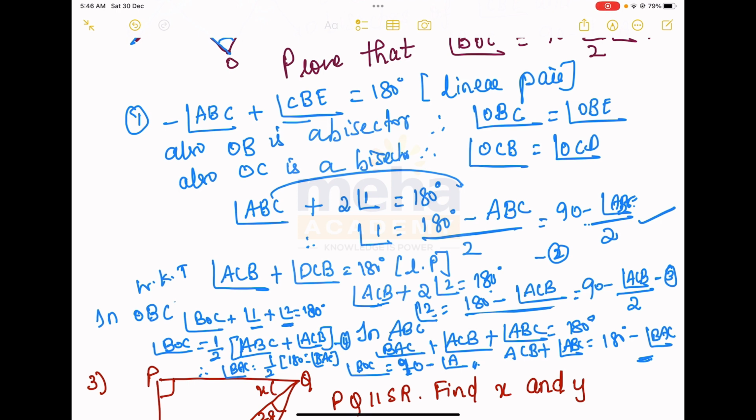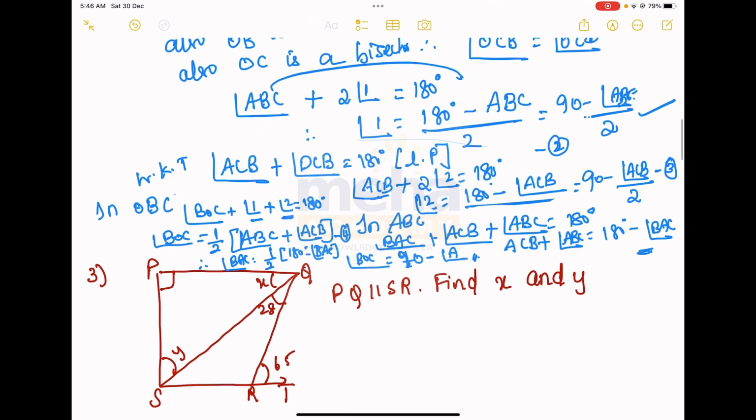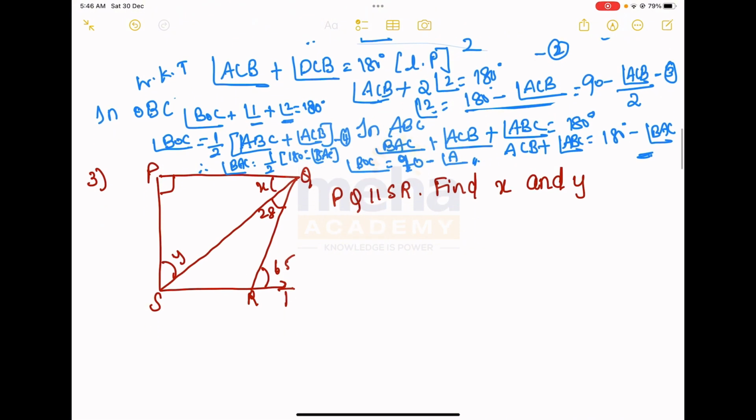find the solution by yourself, then look at the solution. When you solve it, you can do the detailed steps and cross check the solution. So let us move on to the third question. They say PQ.